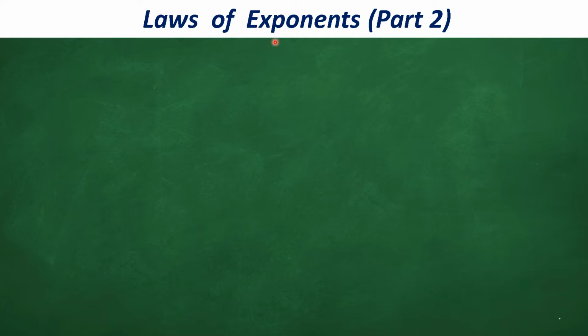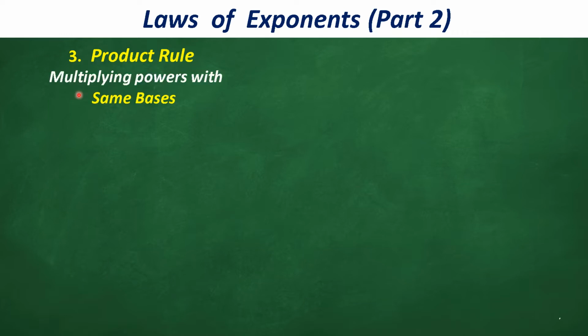For our third law, we have the product rule. So product rule, multiplying powers with same bases. As you can see here, ang same bases ay naka-highlight. So ibig sabihin ay para magamit natin ang product rule, kailangan ang mga bases or yung mga variables or yung mga non-zero real number ay kailangan sila ay pare-pareho or similar sila or same.